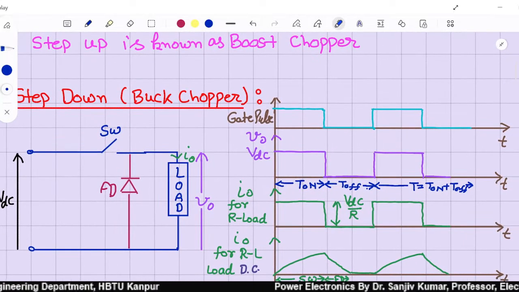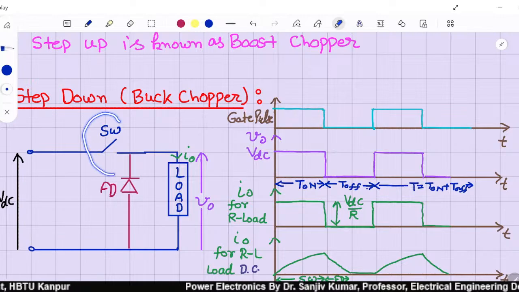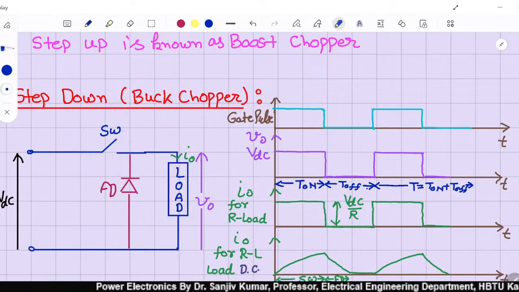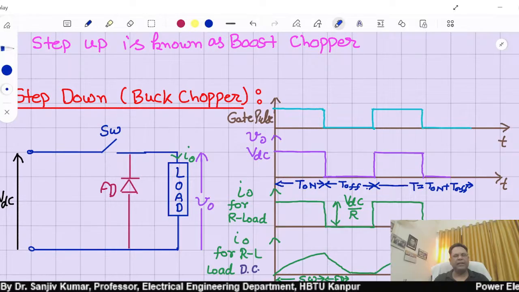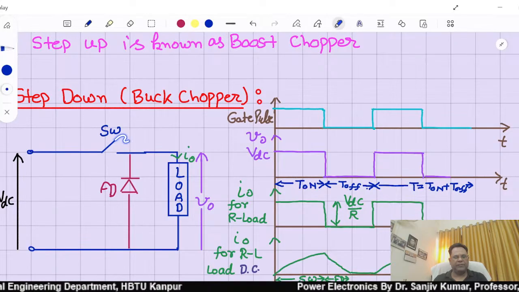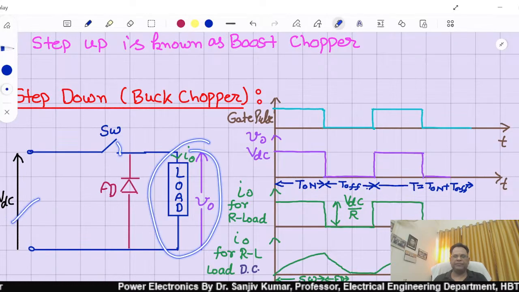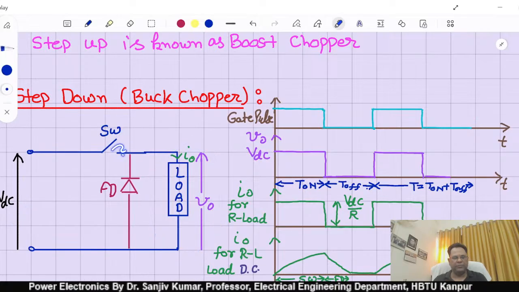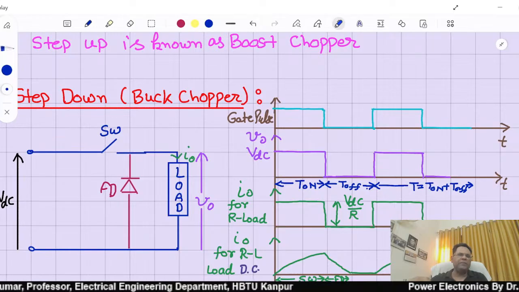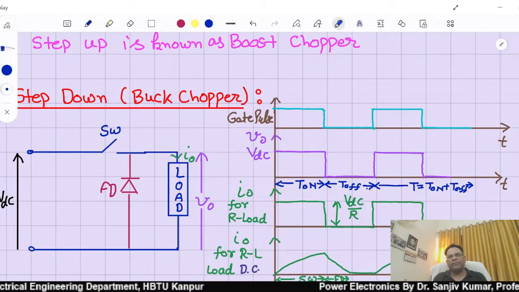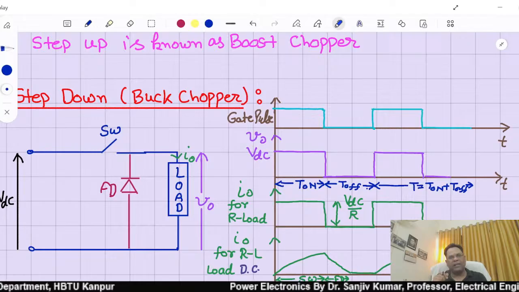Here we must understand what type of device, what type of power electronic switch we should use. Right? See what we want. Whenever this switch is on, the input voltage is applied at the output. So what type of switch should we use? We should use either MOSFET or IGBT.